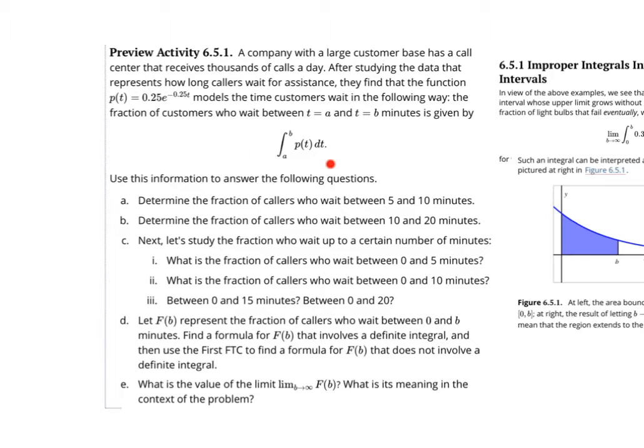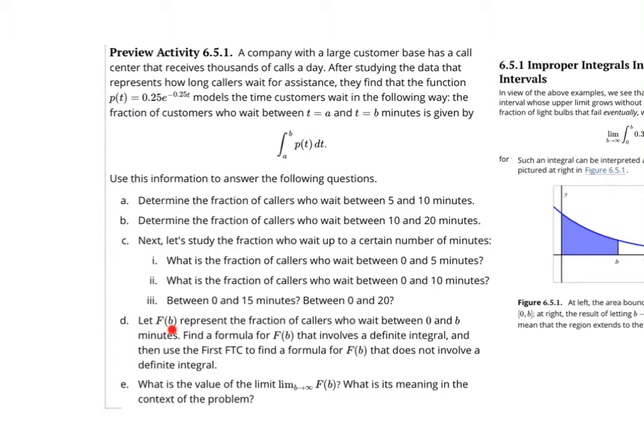So using this model, what fraction of callers are going to wait between 5 and 10 minutes, remembering that 5 and 10 are values of t? What fraction of callers are going to wait between 10 and 20 minutes? And then what about the fraction who wait up to a certain number of minutes? So from 0 to some number of minutes. That's what these parts are going to have you examine.